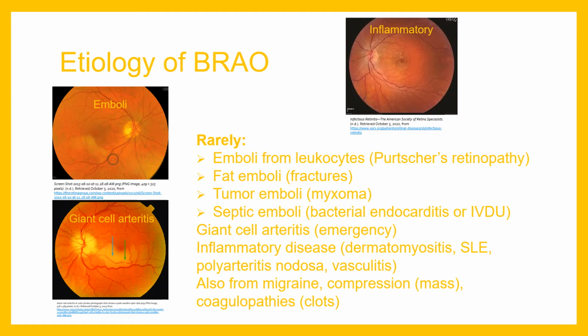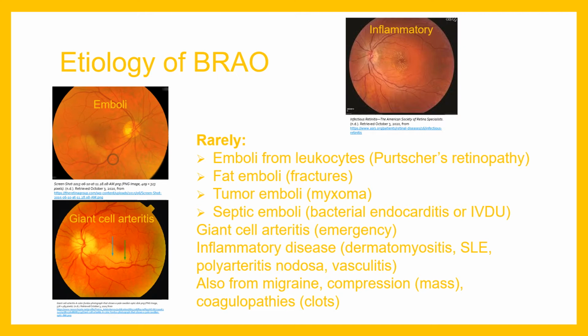Fractures of the long bones can break the marrow and release lots of fat into the bloodstream, therefore causing fat emboli. Myxoma, or heart cancer, can release tumor cells into the blood, and they themselves will form little chunks of emboli. If IV drugs are used, or if there's bacterial endocarditis, septic emboli can form from the clumping of bacteria within the blood.